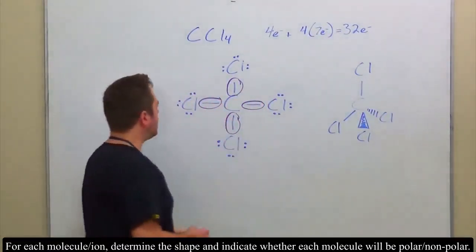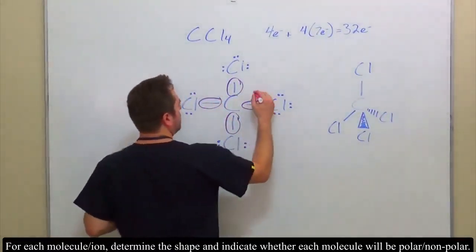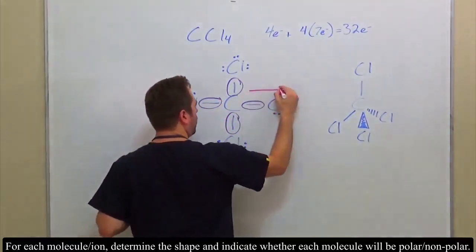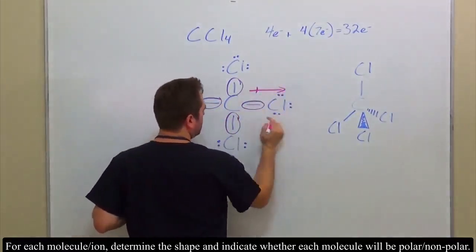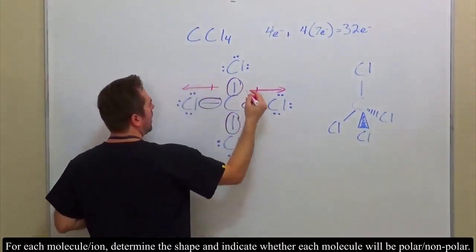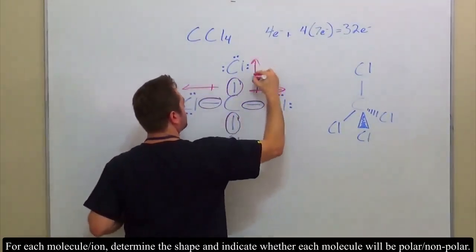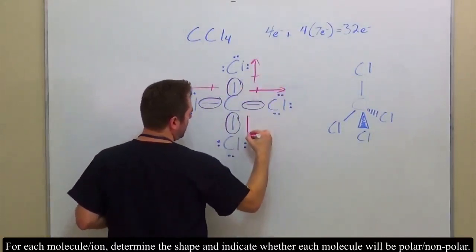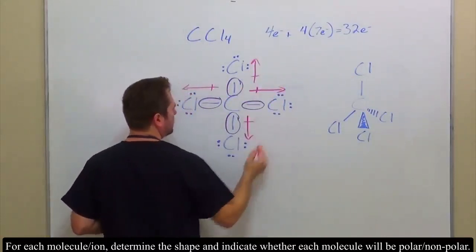The chlorines, right? So that means that there's going to be a pull of the electrons by this chlorine. There'll be a pull by this one. And then this chlorine will also have a strong hold on them. And so will this one.